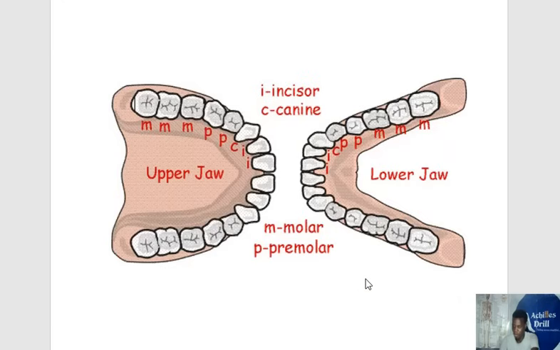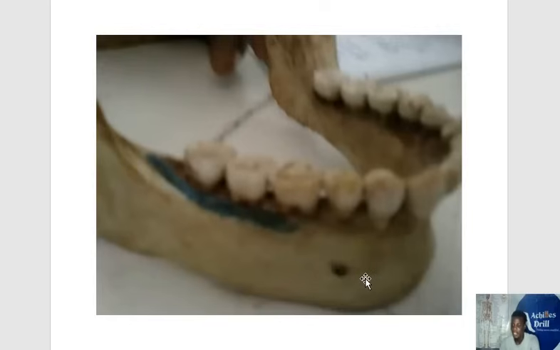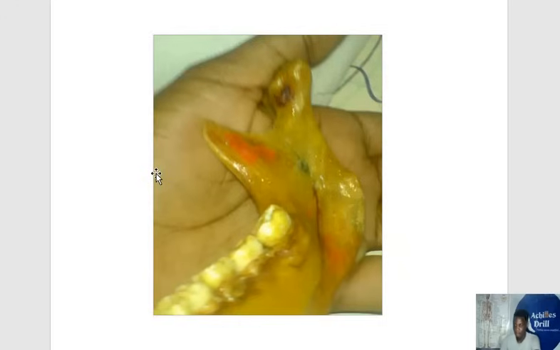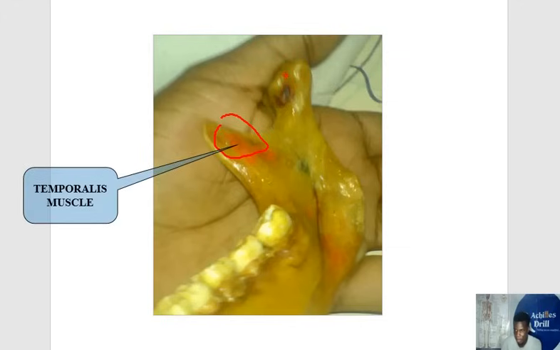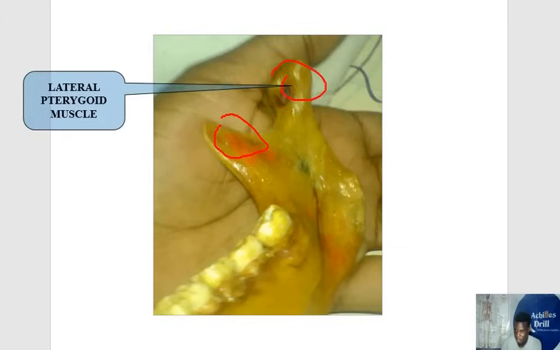And this is another picture showing the dental formula. It's good to know it's 2/2, 1/1, 2/2, 3/3. Alright, and we've established that the buccinator muscle originates from there. Well, let's just do a quick revision. If I ask you what's attaching here, the temporalis muscle. How about here? The lateral pterygoid muscle.